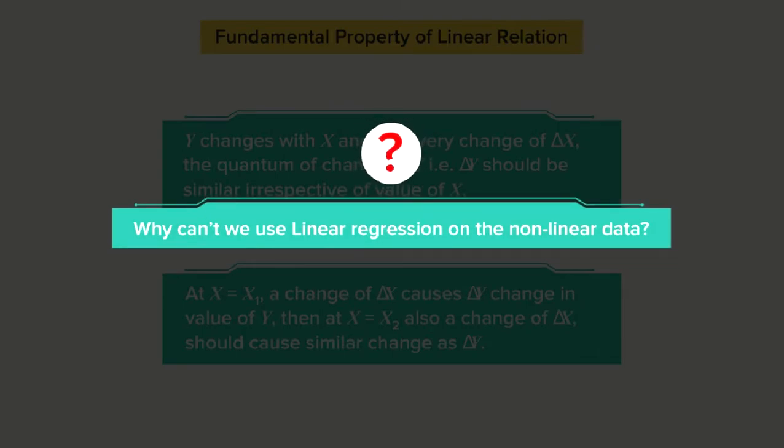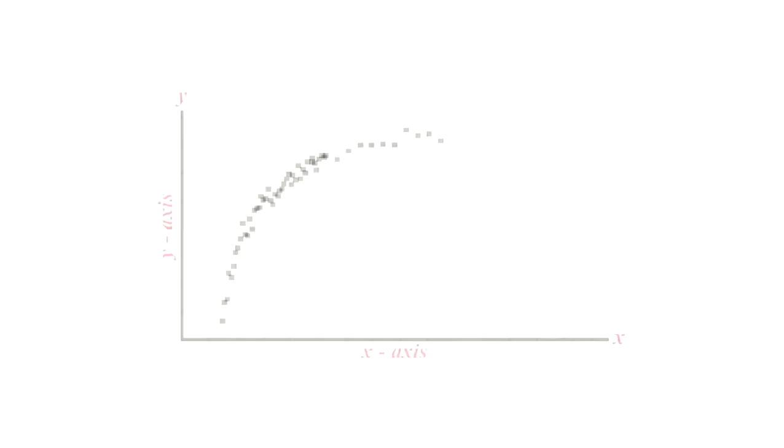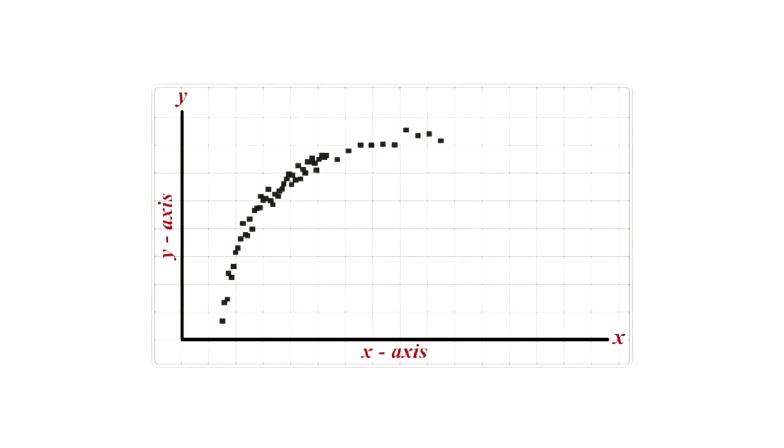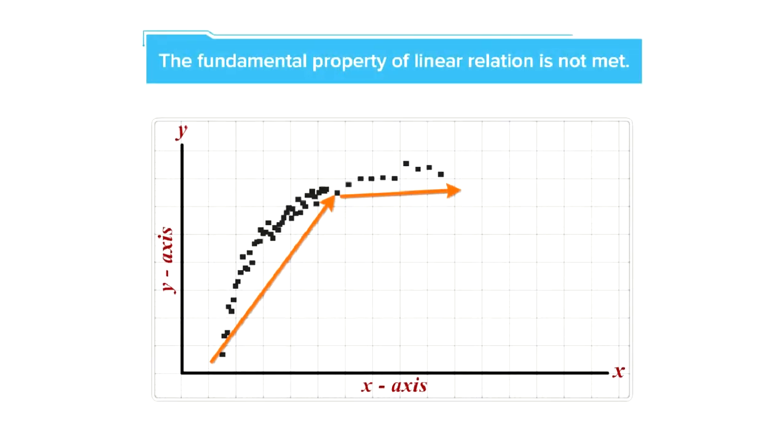But you might ask why we cannot use linear regression on non-linear data. For this, let's consider non-linear data as shown on the screen. As you can see in this data, initially y changes rapidly with change in x, but at higher values of x, the change in y is not significant and hence the fundamental property of linear relation is not met.